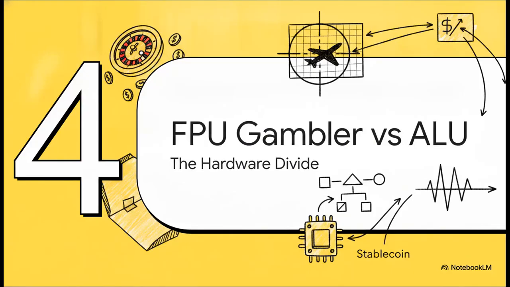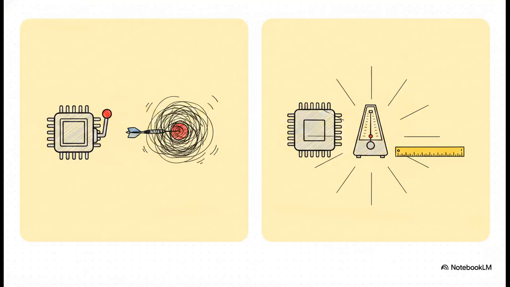Section 4, the FPU gambler versus the ALU surveyor. Whether we are tracking a jet or rotating a multi-million-dollar stablecoin swap, the physical hardware executing this complex math is deeply conflicted. Deep inside the silicon of your computer, there are two distinct components handling math. On one side, we have the floating point unit, what we call the FPU gambler. It's wildly fast, sure, but it is probabilistic. It relies on completely secret proprietary seed tables to essentially throw darts and guess the math.